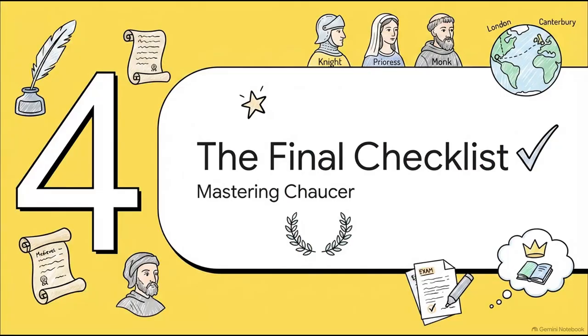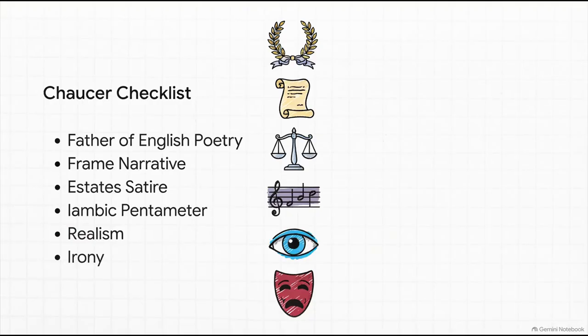Which leads us perfectly into Section 4, the final checklist for mastering Chaucer. Guys, this list right here is genuinely the core of what the NET has tested on Chaucer across years and years of past papers. Number 1, why he is the father of English poetry. 2, the frame narrative structure. 3, estate satire. 4, iambic pentameter and the heroic couplet. 5, realism and character individuality. And 6, irony, specifically that gap between self-presentation and action.